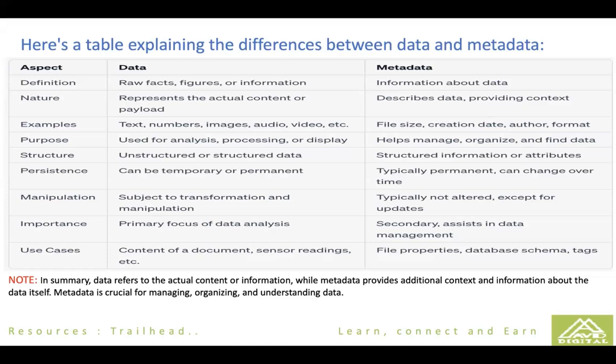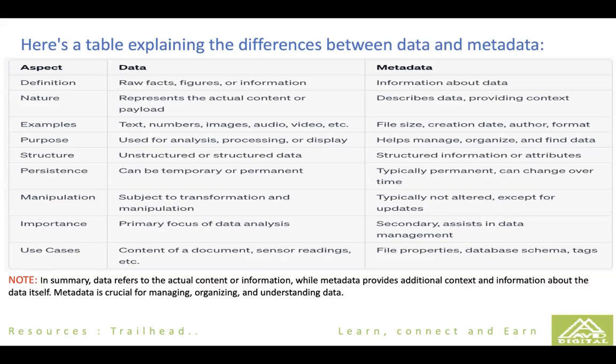In terms of structure, data can be unstructured or structured. But when you talk about metadata, you always have it in structured information and attributes. It's always structured. Then in terms of persistence, data can be temporary or permanent. But typically, metadata is always permanent. It can change over time, but on a rare occasion, while data changes constantly.